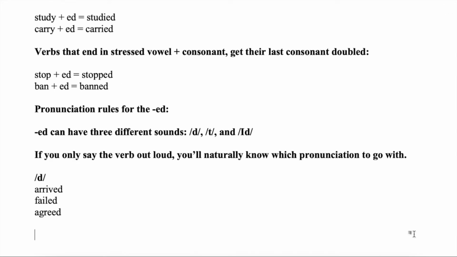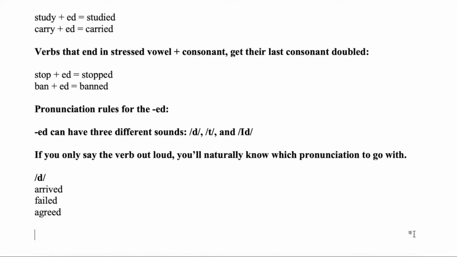Verbs that end in stressed vowel plus consonant get their last consonant doubled. Stop, the stress is on O. Stopped, the P doubles. Ban, the stress is on A. Plus ed, you get banned and the final N is doubled.